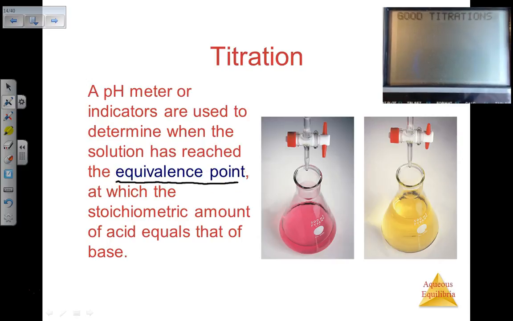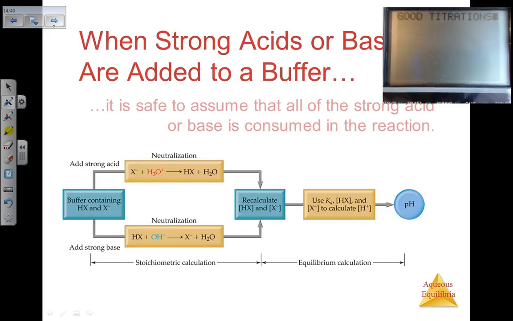This section about titrations and adding strong acids and bases to weak acids and or bases is probably the longest part, or the most difficult part to understand. It's not horrible, but you have to make sure that we take it kind of slowly. So let's move forward here, and let's talk about what happens when a strong acid or a strong base is added to a buffer.